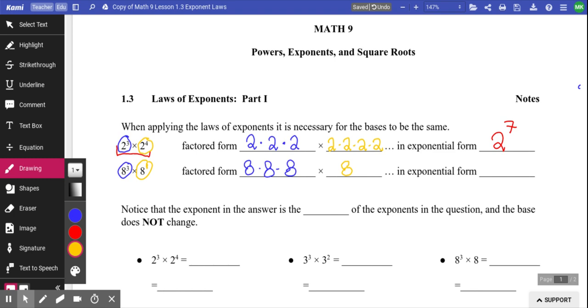Looking at this, I can now write this in simplified form. I have 8 times 8 times 8 times 8. That's 8 to the power of 4.